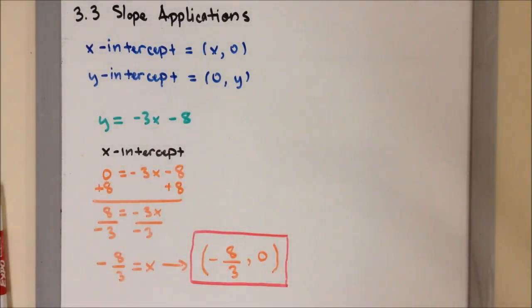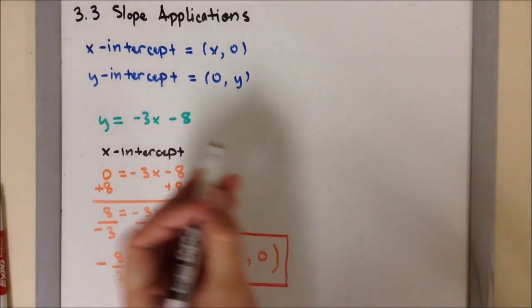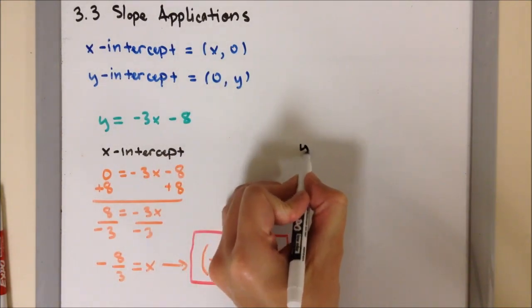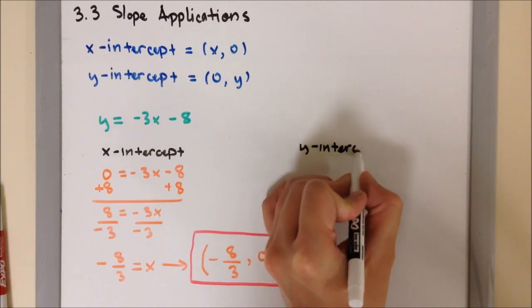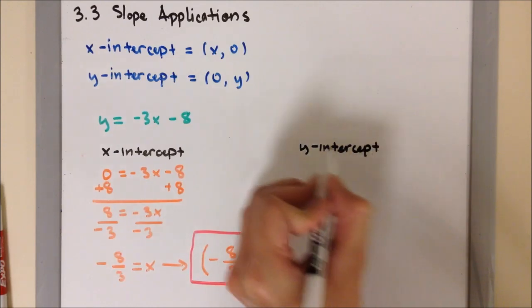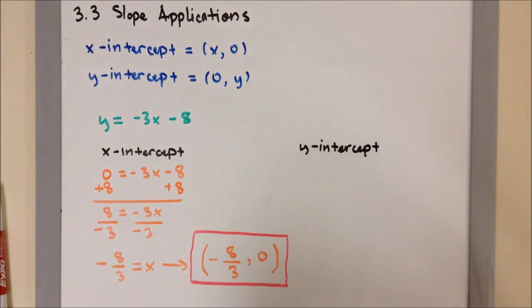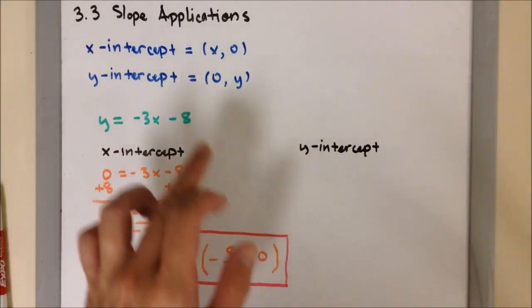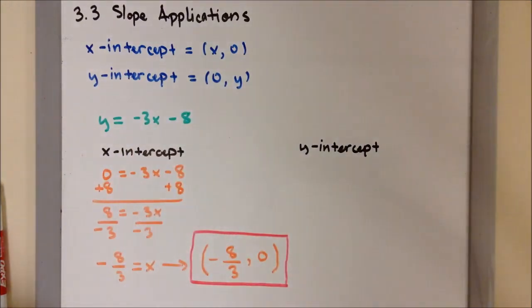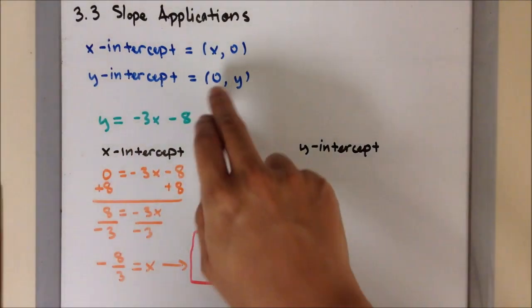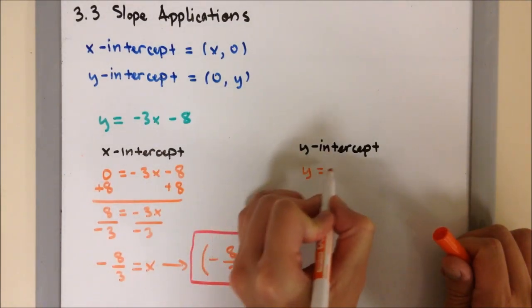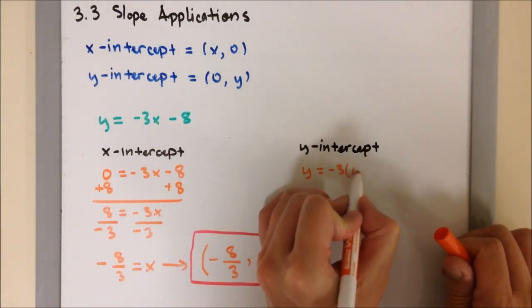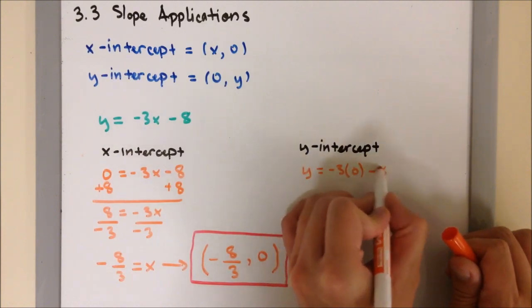Next, we're going to do the work for the y-intercept. So I'm going to write y-intercept here. And we're going to use the same slope-intercept form equation right here. So for the y-intercept, we know that x is always 0. So I'm just simply going to plug in 0 for x. So y equal negative 3 times 0 minus 8.